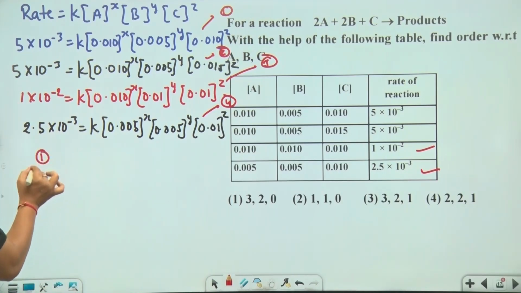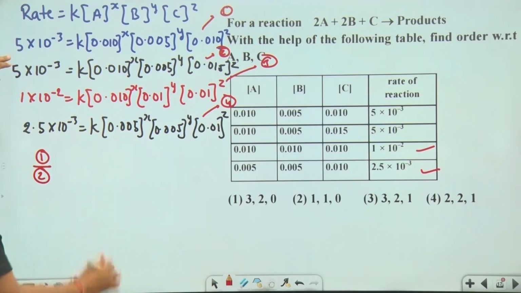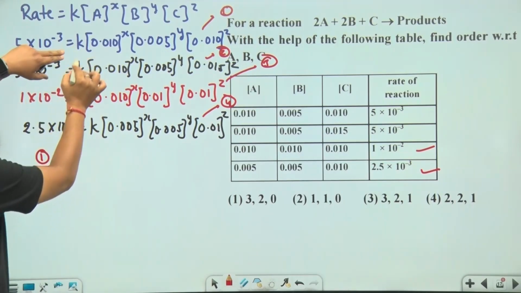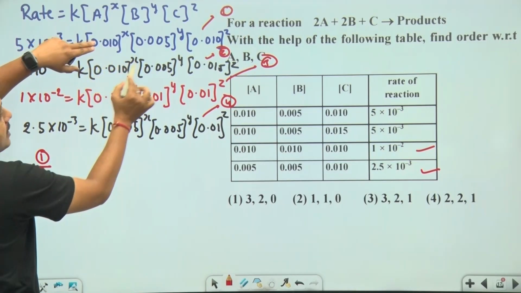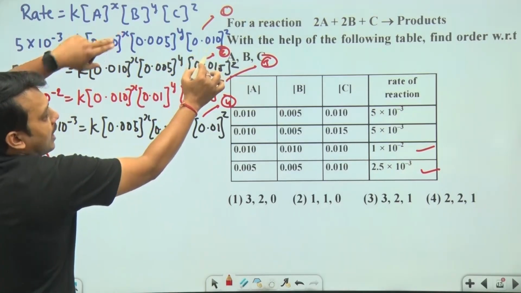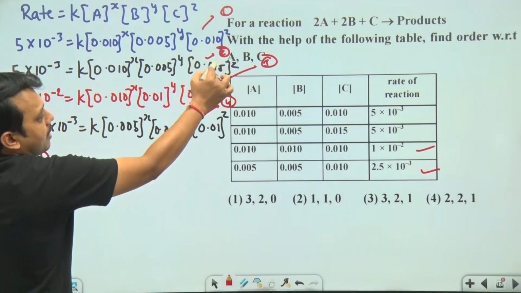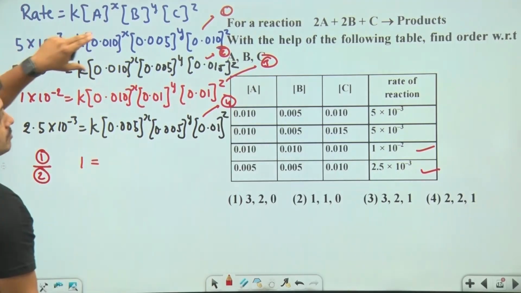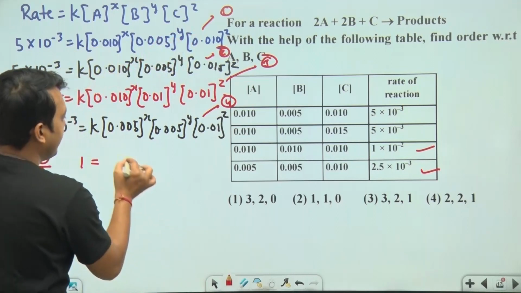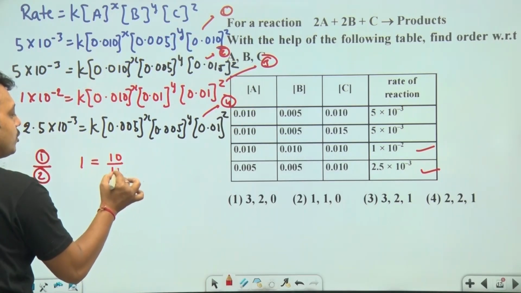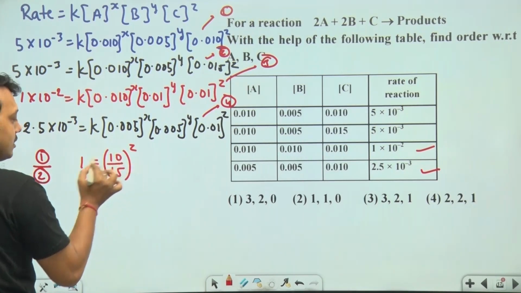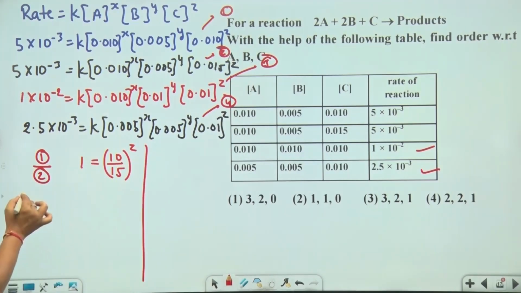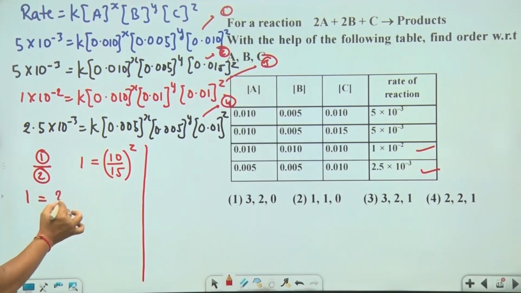So from experiment number 1 and experiment number 2 we have to divide. Let's divide this. These 2 will be cancelled out, K will be cancelled out, this one will be cancelled out, and this one becomes 10 by 15. So on the left hand side we get only 1, on the right hand side we get 10 by 15 to the power z, and this can also be written as 1 is equal to 2 by 3 to the power z.